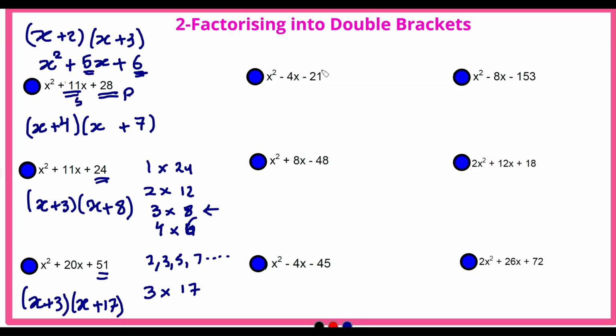What about that? If the product has a negative sign, I'm not looking for a sum of 4. I'm looking for a difference of 4. So if the product has a negative, I'm looking for a difference. Same thing here. I'm looking for two numbers that multiply to give 21, and the difference between them is 4, which is 3 and 7. You have to be really good with times tables to be able to do factorizing, and actually times table is extremely important. So it's x plus 3 and x minus 7.